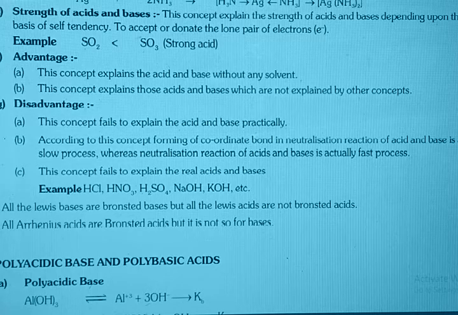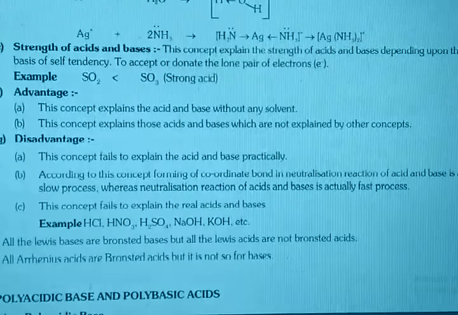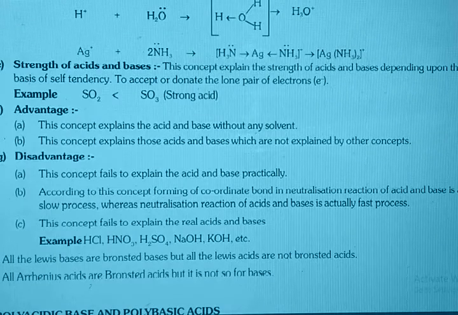This concept fails to explain real acids and real bases like hydrochloric acid, nitric acid, sulfuric acid, sodium hydroxide, potassium hydroxide. All Lewis bases are Bronsted bases, but all Lewis acids are not Bronsted acids. All Arrhenius acids and Bronsted acids are Lewis acids, but it is not so for bases. So these were the similarities and differences between the Arrhenius, Lowry and Lewis concepts.